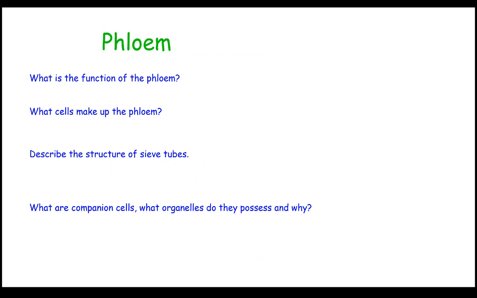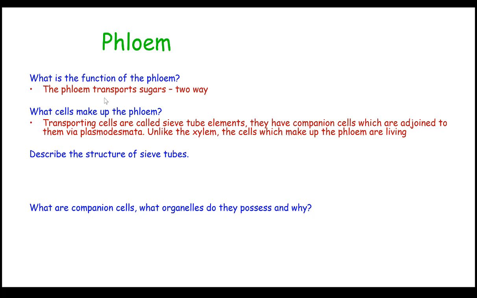Now again, here are some typical questions that you would get to do with the phloem. So what's the function of the phloem? It is to transport sugars in a two-way system, usually from source to sink. Now we'll come back to that and talk about where the source would be and where the sink would be later on. What cells make up the phloem? The sieve tube elements, which also have companion cells which are joined to them via plasmodesmata. Unlike the xylem, the cells which make up the phloem are living.